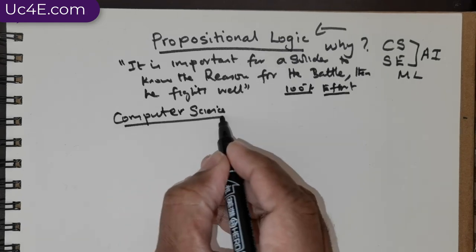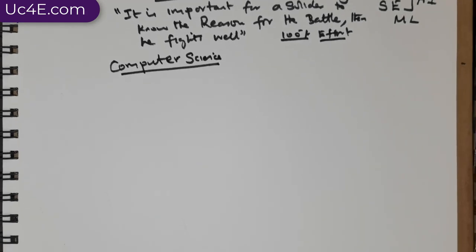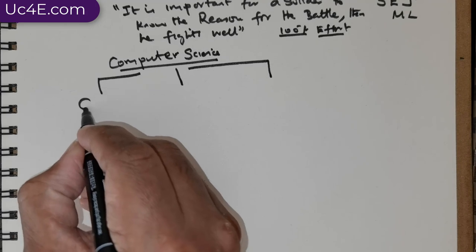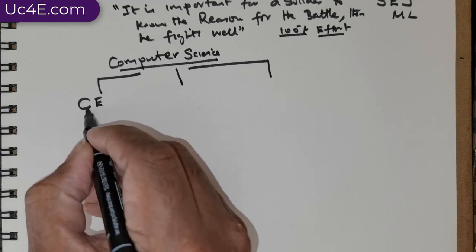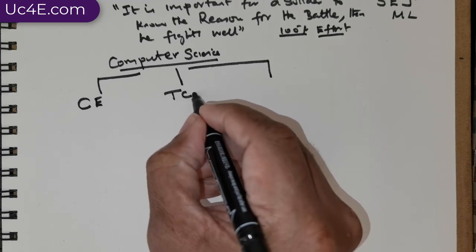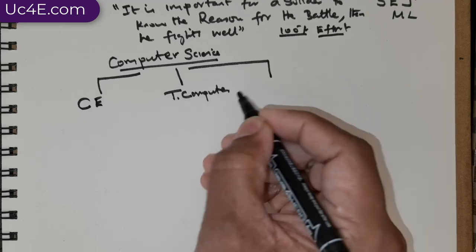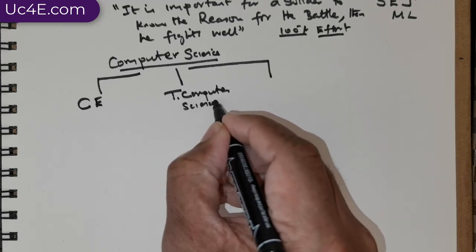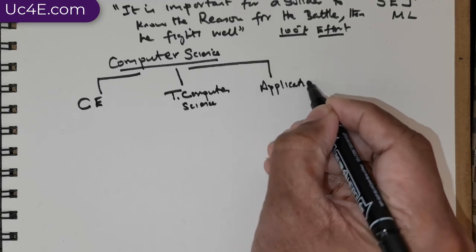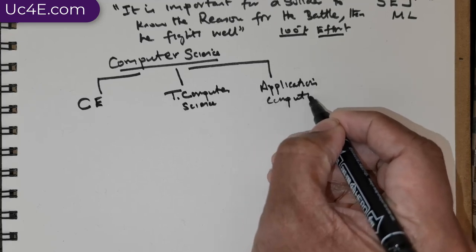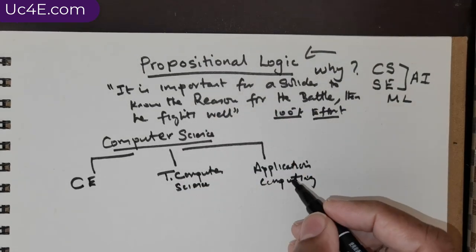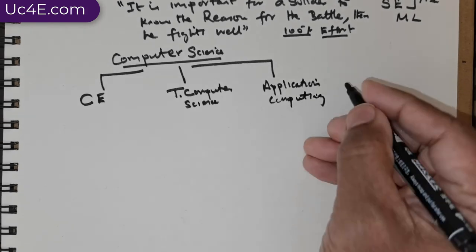Computer science can be divided into three major sections or branches. The first one is called computer engineering. The second one is called theoretical computer science. Let me write that down. T stands for theoretical. And the third branch is called application computing. Now, whatever we are going to be doing in propositional logic will come into application computing.